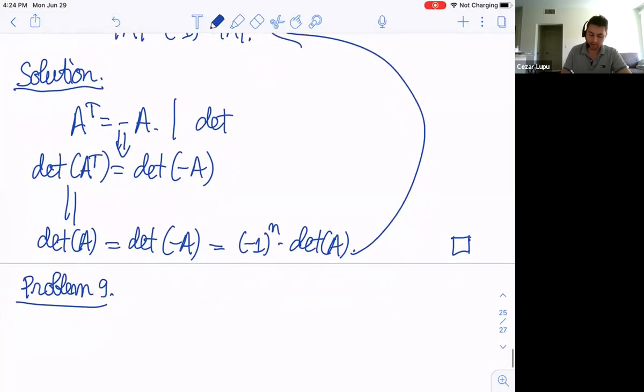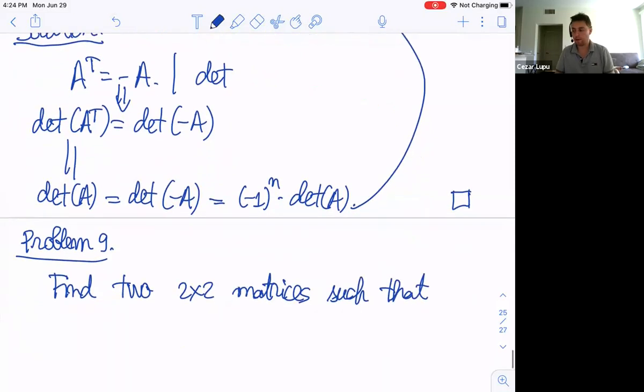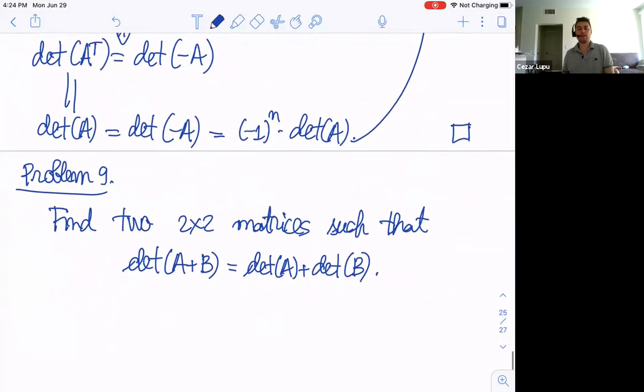So it says find two 2 by 2 matrices such that the determinant of A plus B is equal to the determinant of A plus the determinant of B. We said in class something, and that's very important. We said that the determinant is not additive in general.